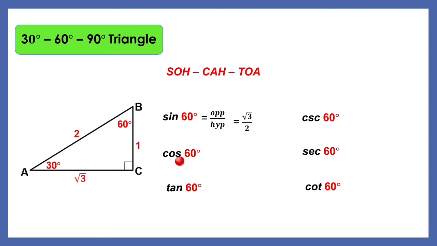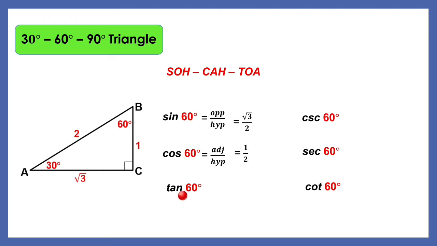Para naman sa cosine 60 degrees, we will use CAH. CAH stands for cosine 60 degrees equals adjacent over hypotenuse. This is our reference angle. Ang adjacent side measures 1. Ang hypotenuse measures 2. Therefore, the ratio is 1 over 2 or 1/2.